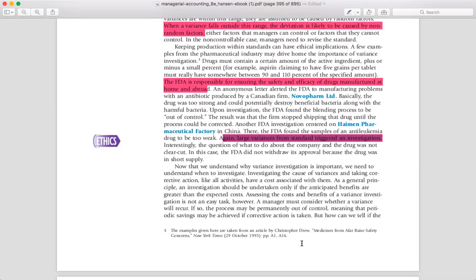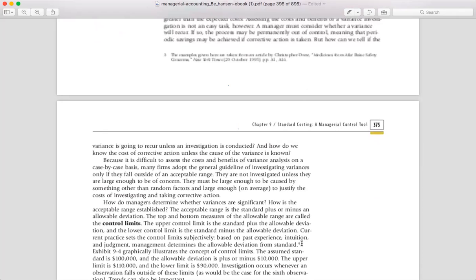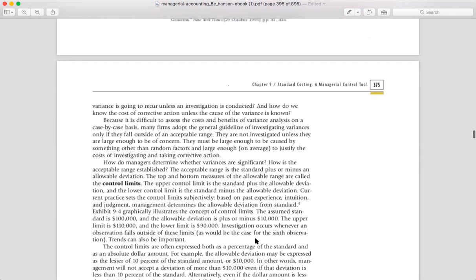So investigating the cause of the variance and taking corrective action, managers have to consider whether the variance occurred, or probably will occur, at the same time as before, right? Okay, so this is just about how managers determine whether variances are significant. How is the acceptable range established?